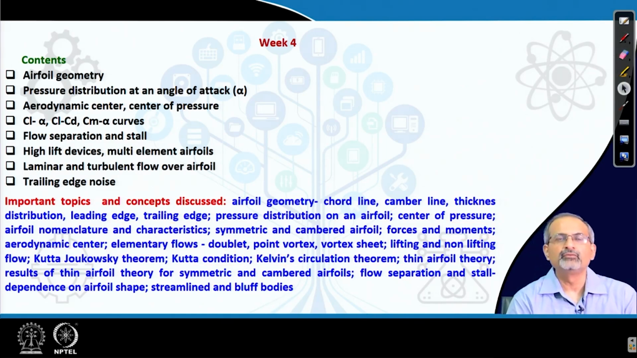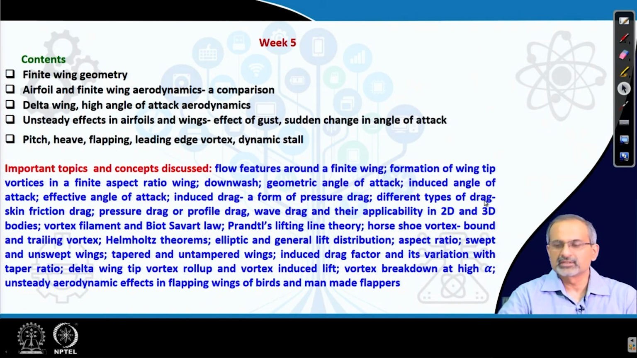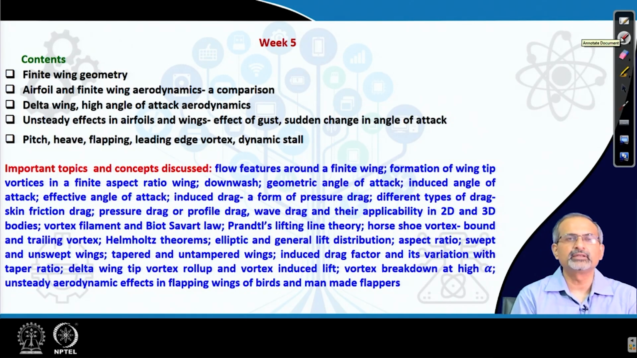We moved on in week 5 to look at concepts associated with finite wing geometry, that means wings which have finite span, and we compared the characteristics between airfoil and finite wing aerodynamics. We looked at delta wings at high angle of attack. We looked at unsteady effects in airfoils and wings.